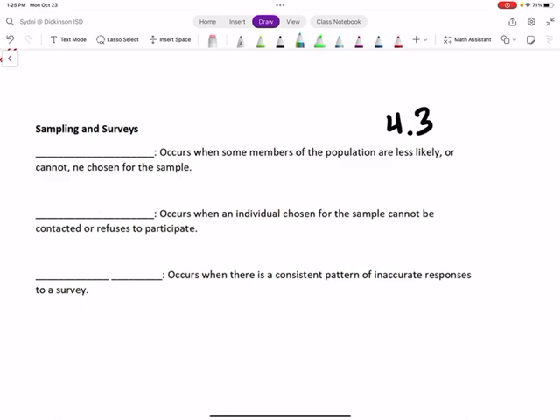And even when you do your best sampling methods, there is still a way that your data can be biased. There is still a way where your sample doesn't include everyone that it was supposed to. And in this section of the notes, we're going to learn what those reasons could be. So for the first one, we're talking about undercoverage.